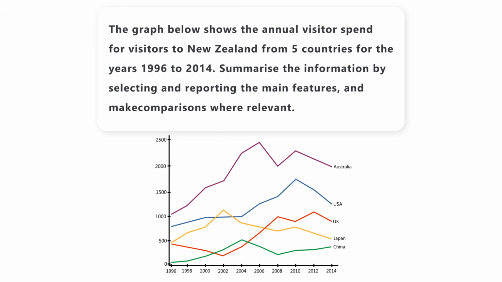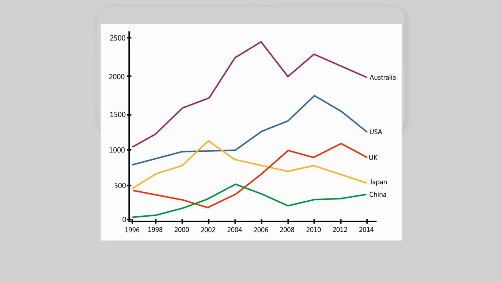So the graph below shows the annual visitor spend for visitors to New Zealand from 5 countries for the years 1996 to 2014. Summarize the information by selecting and reporting the main features and make comparisons where relevant. So here we are going to write a report about a line graph, and there are 5 lines here, each one for one country: Australia, USA, UK, Japan, and China. It's the period from 1996 to 2014, so it is an 18-year period of time.